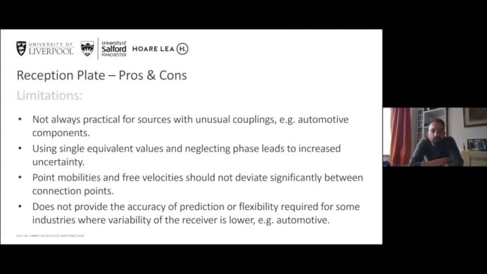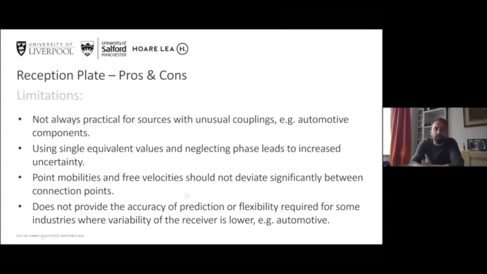The use of single equivalent values and neglecting phase does lead to higher uncertainty than when you do include it. The reason they choose to do that is for the simplicity it gives. But if you really want accurate results, you do need to include phase as well. A requirement for getting good single equivalent values for mobility and free velocity is that we don't want the free velocity or mobility of the contact points to vary too much between one point and another. That means those average values are representative of all the contact points.